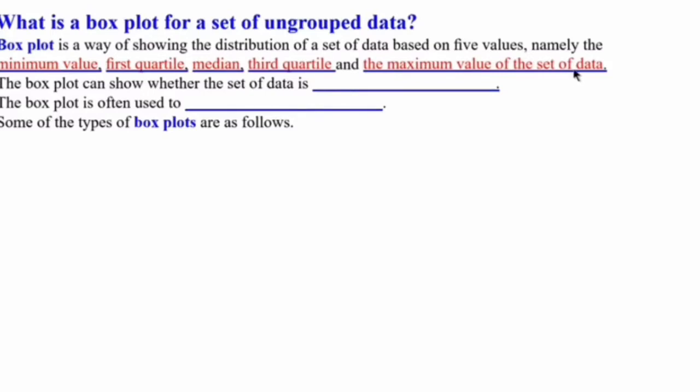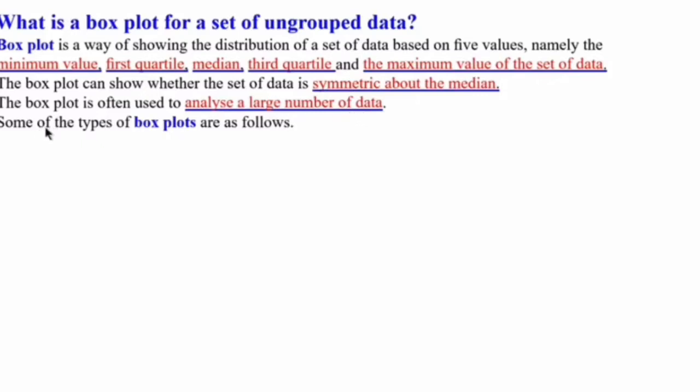So the box plot can show whether the set of data is symmetric about the median. The word symmetric is very important. Symmetric about the median, that means the median is at the middle. The box plot is often used to analyze a large number of data. Okay, analyze a large number of data.